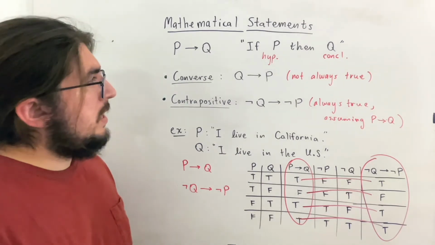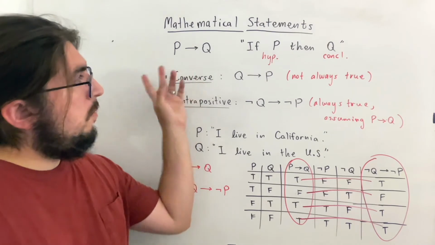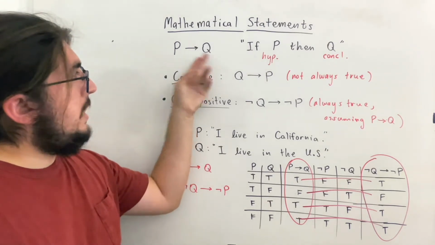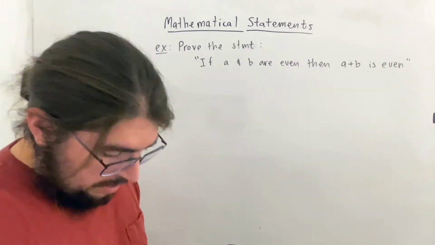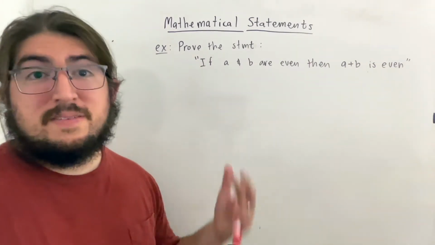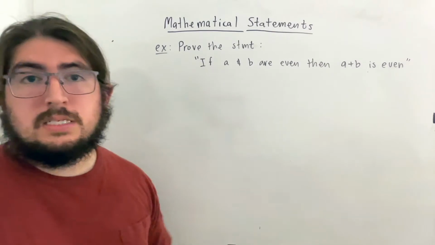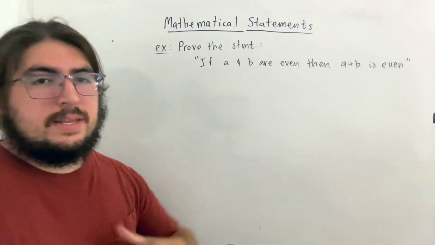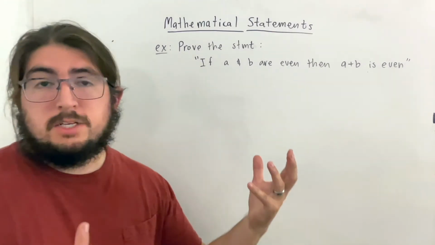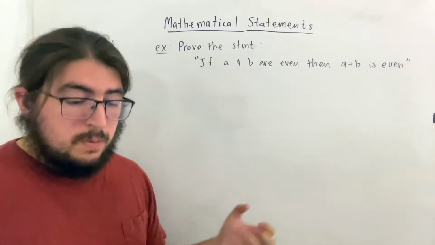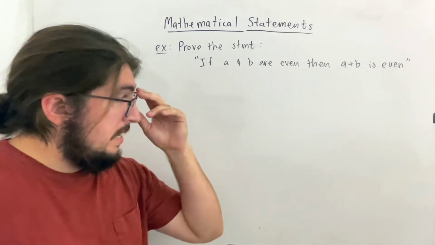Okay, so now let's take a look at an example, like I explained earlier, where we'll actually prove a statement assuming P to be true. Here I have an example, and it's a simple one. We want to prove the statement: if A and B are even, then A plus B is also even. You can think of any two random even numbers, and it's true that when you add them together, you get a result that is an even number.